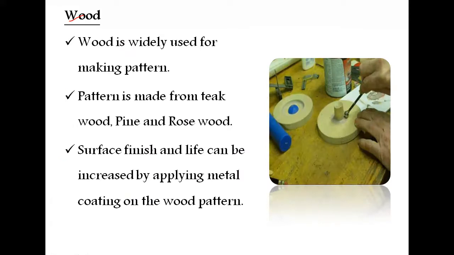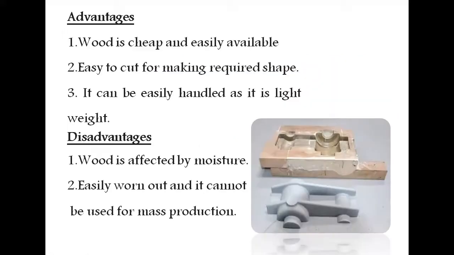Wood. Wood is widely used for making patterns. Patterns are made from woods like pine and rosewood. If you want a good surface finish and longer life, you have to apply a metal coating on the wood pattern. So this is the wood pattern; apply a metal coating to improve the surface finish and life, so that you get a good appearance of the component.